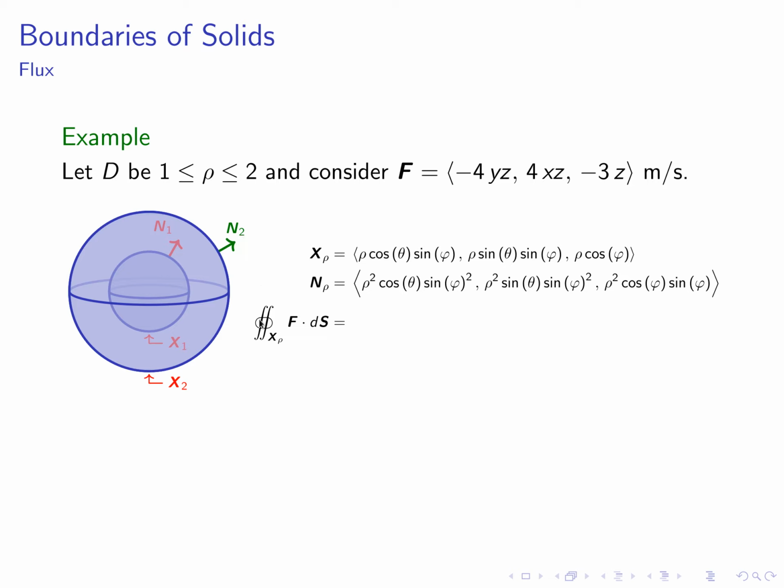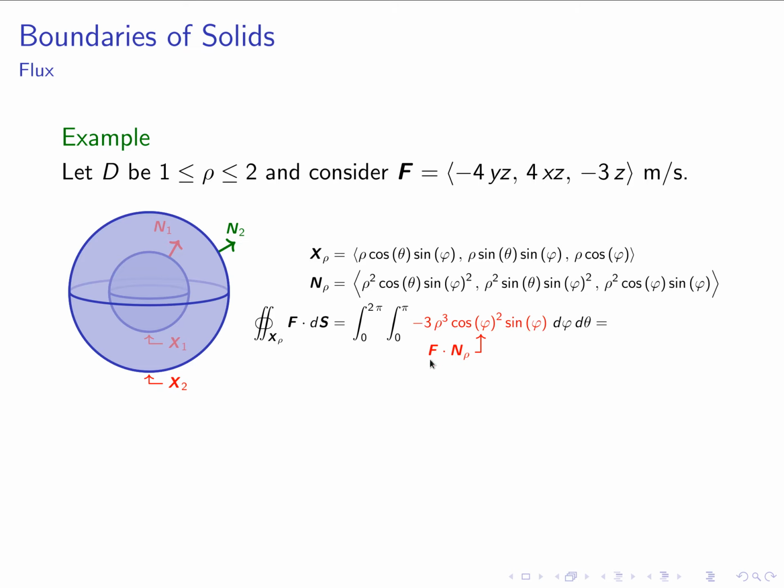So now, if we calculate our flux integral over either part of this boundary, leaving rho as a variable here, how do we do this? The mechanics say that we should take the dot product of our velocity flow field with our normal vector. And when I did the arithmetic here, I got -3 rho cubed times cosine squared phi times sine of phi.